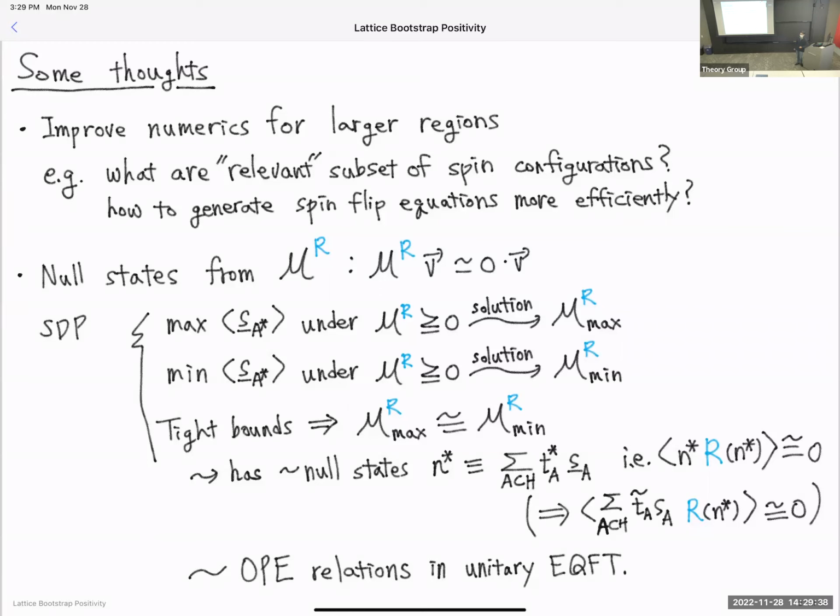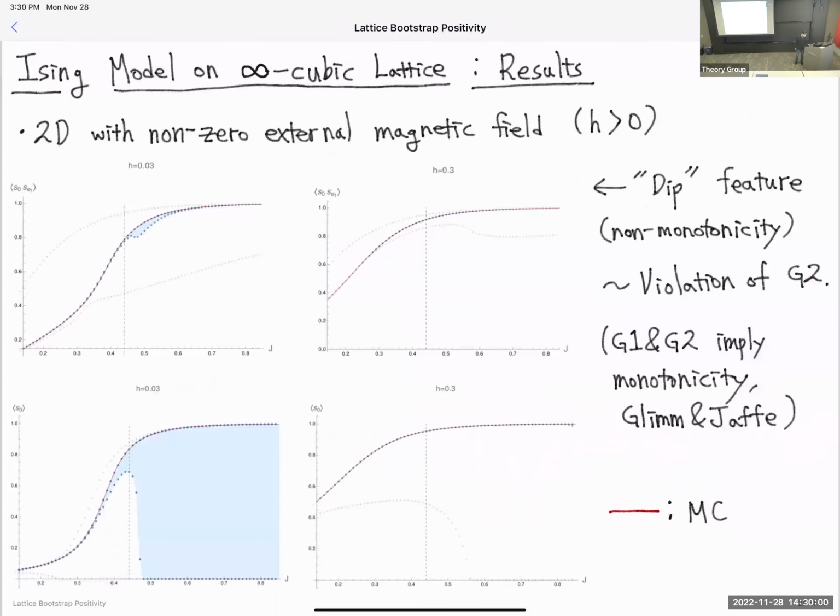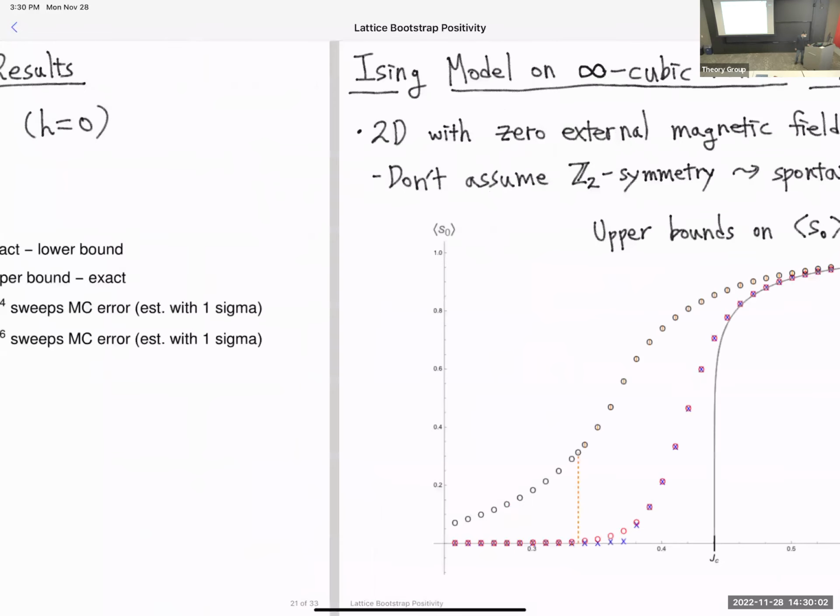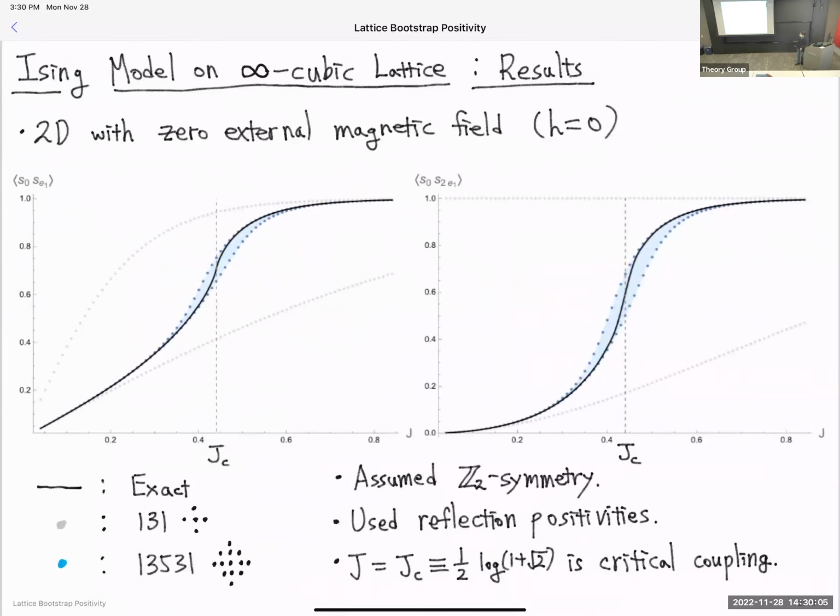Is it because it's somehow equivalent to doing the bootstrap with an infinite system of correlation functions? Well, I think that if you were to do the conformal bootstrap where you invoke all operators, then yes, the inequalities would always be saturated. I mean, in the sense that you're allowing yourself to probe bigger and bigger regions. Yeah, that's like considering just 131 configurations versus 13531 configurations here.